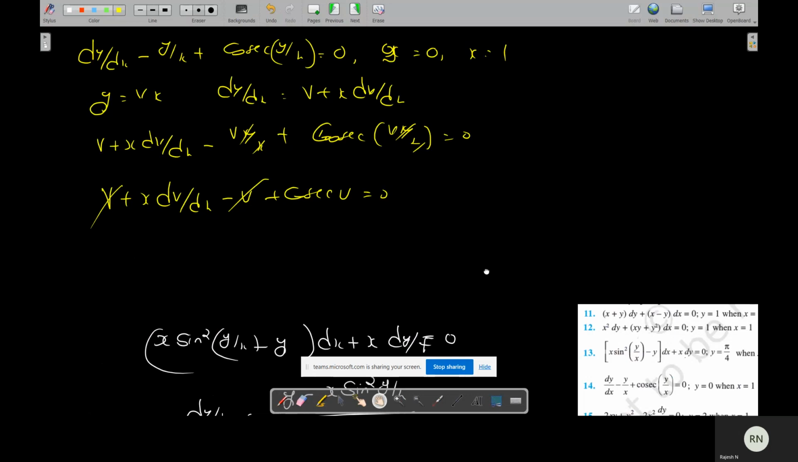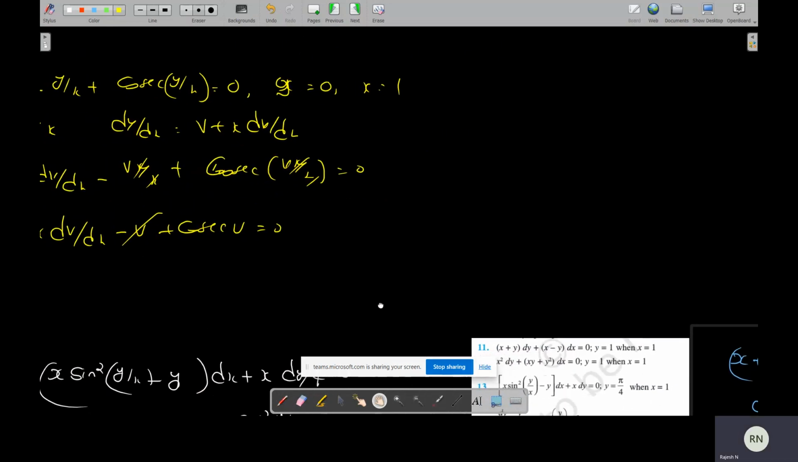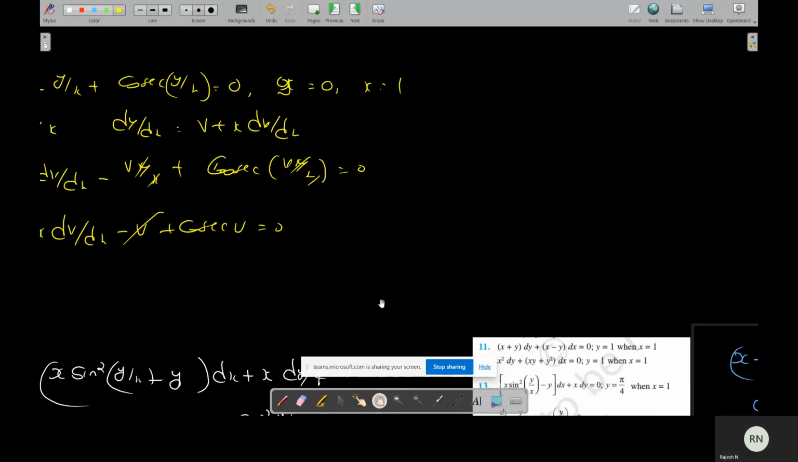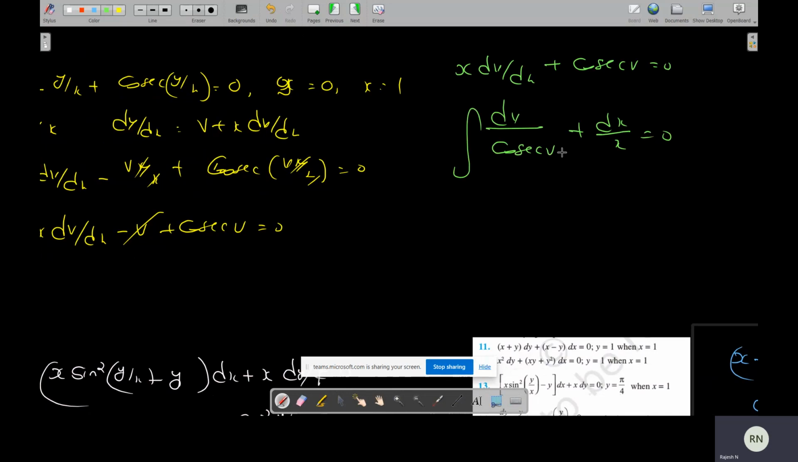Therefore, x dv by dx plus cosec v is equal to 0. Arranging this becomes dv by cosec v plus dx by x is equal to 0. Integrating, 1 by cosec v is what? Sin v. So the integral of sin v dv plus dx by x is equal to 0.